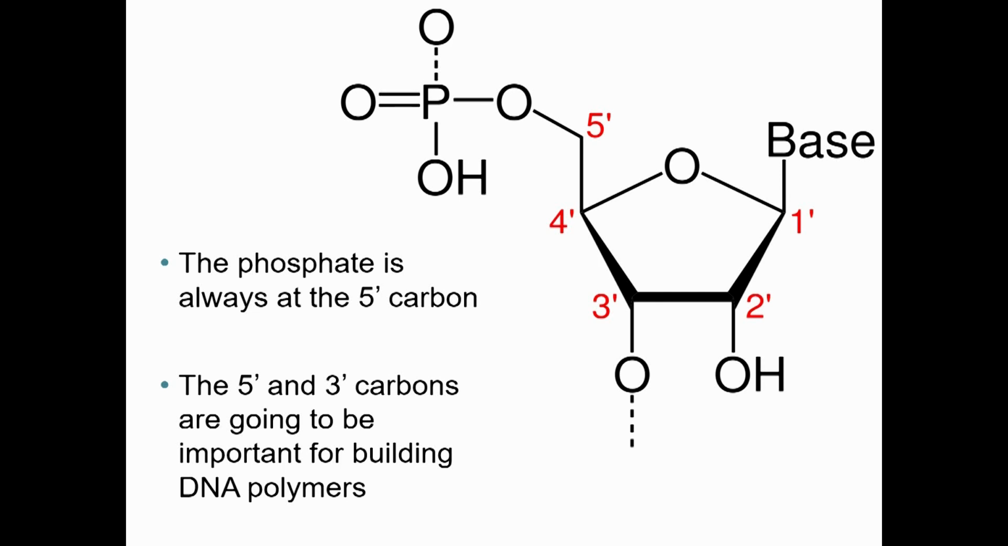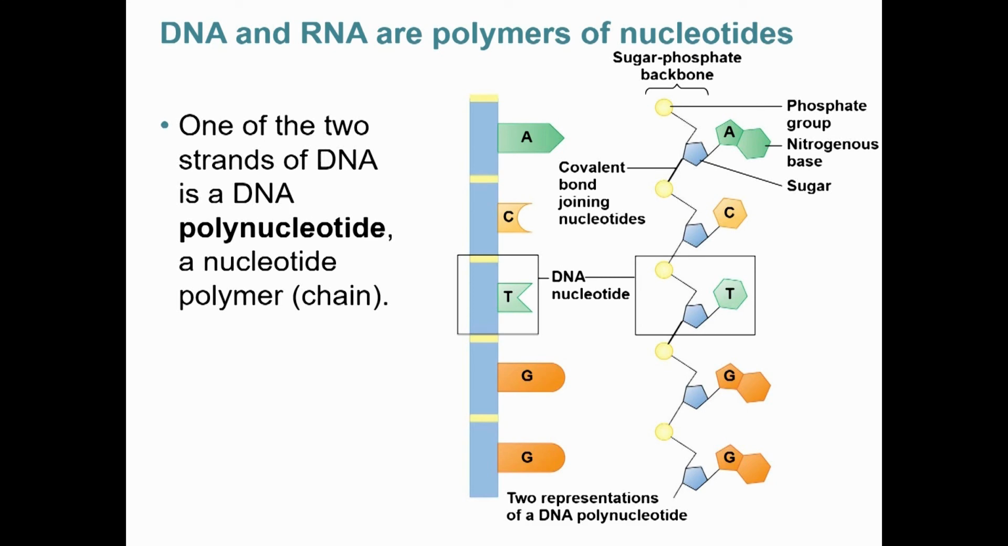Now we have to care about this because carbon 5 and carbon 3 are going to be very important for building DNA polymers, and knowing where they are is going to help you understand how replication happens. Each of the strands of DNA itself is a polynucleotide, which is a polymer, and it's going to be bound sugar phosphate, sugar phosphate. You can see in the picture here that the sugar itself is going to alternate with the phosphate. This is going to form a covalent bond that joins the nucleotides together to make the polymer. That means that we can actually give names to different ends of the DNA. So the end of the DNA that ends in a phosphate is going to be called the 5' end, and the end of the DNA that ends in a sugar is going to be called the 3' end.